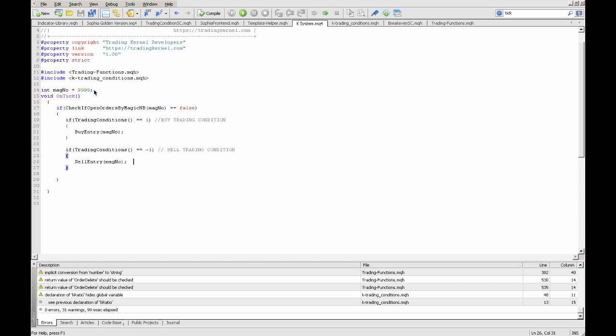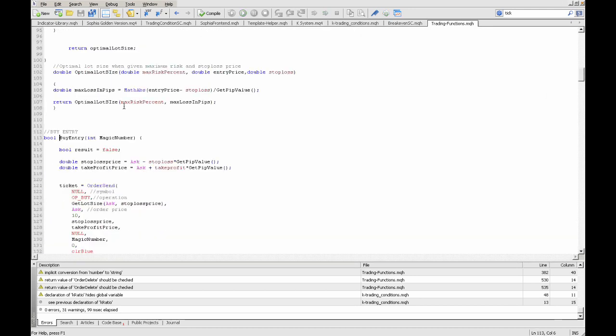We set the magic number to 9999, for those of you who want to use this magic number in the future. And we are running this expert advisor every tick. Once there's a tick, we check if there are no open trades. If that's set to false, we can proceed to check our default trading conditions. We have the buy trading condition, and once that is true, we can execute a buy entry. And once there's a sell trading condition, we can also execute a sell entry. Let me just go into the trading conditions file.